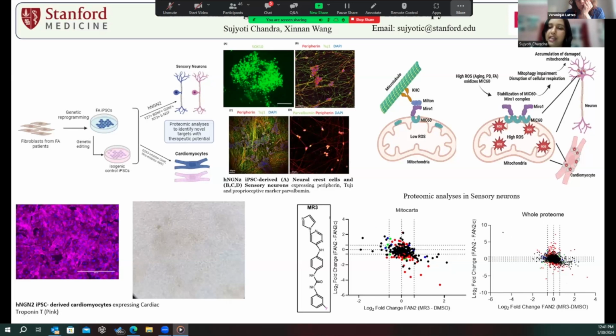Currently, I am validating some of the hits that we got from our proteomics analysis in sensory neurons, and also conducting a proteomics analysis in the cardiomyocytes for the same patient and isogenic control pair. We hope that these datasets will give us exciting insights into the mitochondrial functions in FA. That's a brief overview of my research.